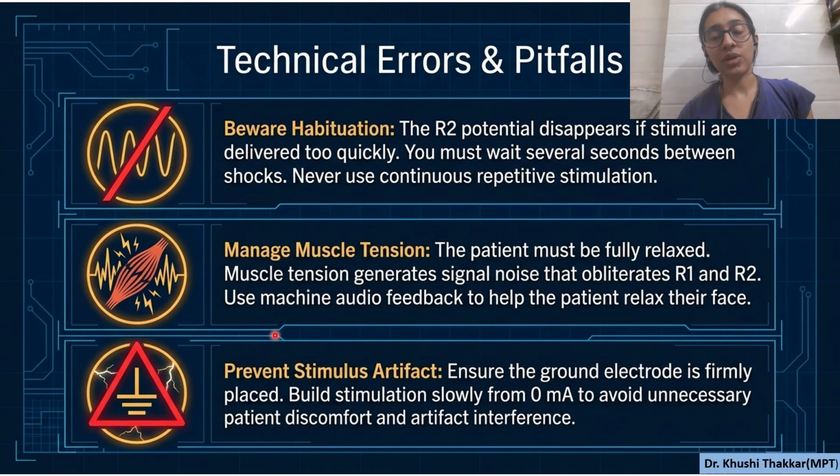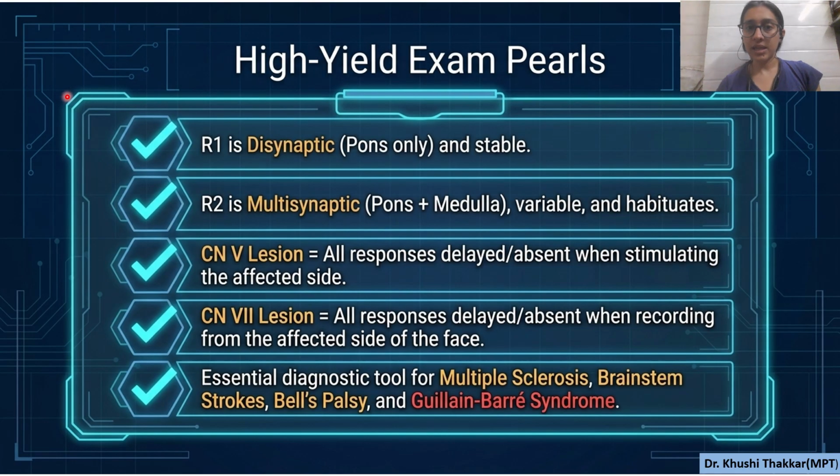Ensure the ground electrode is firmly placed. Build stimulation slowly from 0 milliampere to avoid unnecessary patient discomfort, because excess stimulation causes skin irritation and artifact interference. These are the exam points which you should remember for your CET definitely, and also for your clinical postings, reading and interpretation. R1 is disynaptic, comes out from the pons only, and is stable and reproducible.